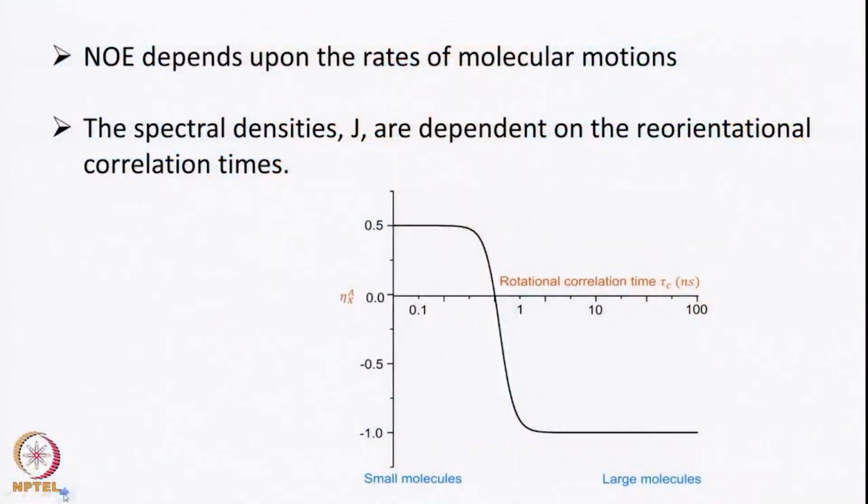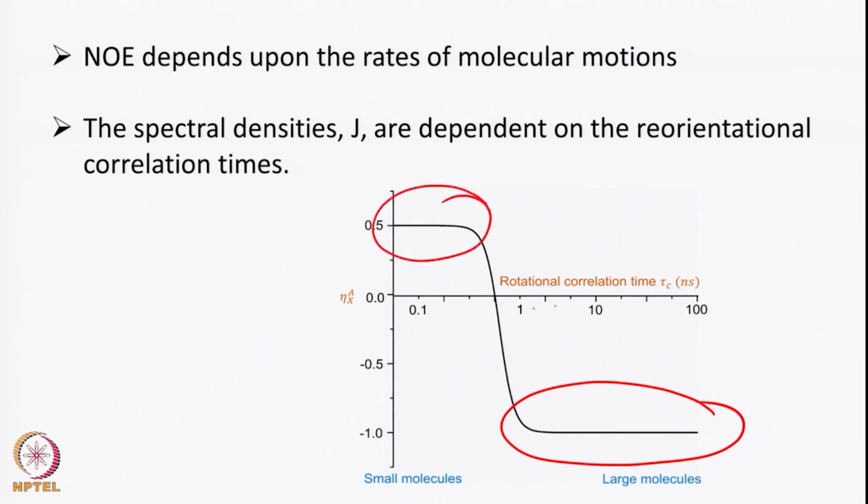Next, let us see, we have seen this earlier as well, the NOE enhancement. Coming back to NOE, we have seen that it depends upon molecular motion, which is tau c, and the spectral density J depends on the reorientational correlation time and on omega. So, we had seen earlier that the correlation time and NOE enhancement relate like this. For a large molecule we have a negative enhancement, for a small molecule we have a positive enhancement, with the correlation time tau c in nanoseconds. A typical protein, a large molecule, comes here, and a typical organic molecule, a small molecule, comes here.